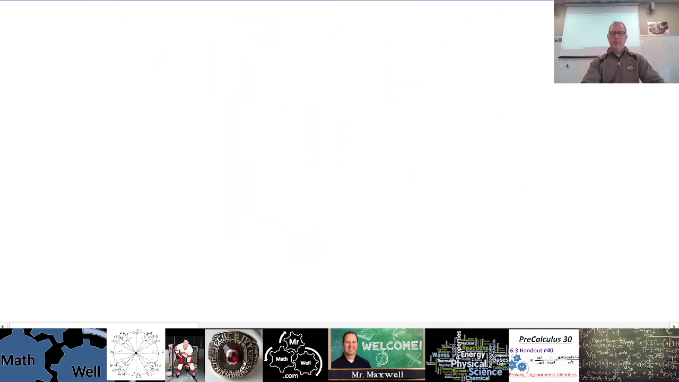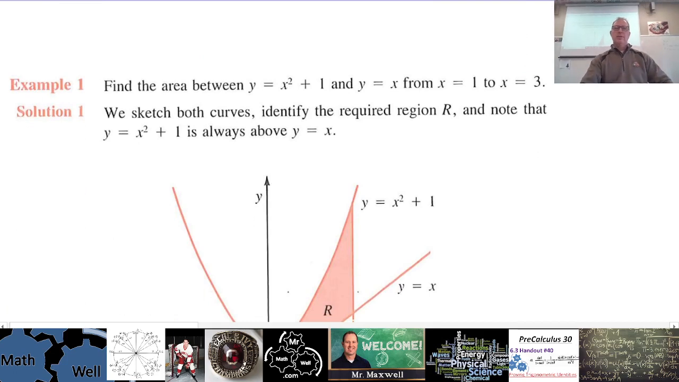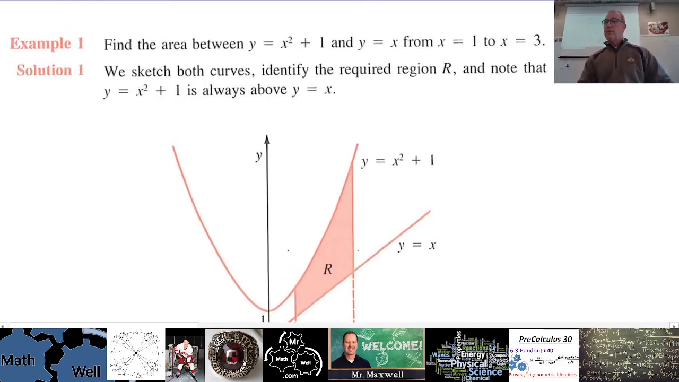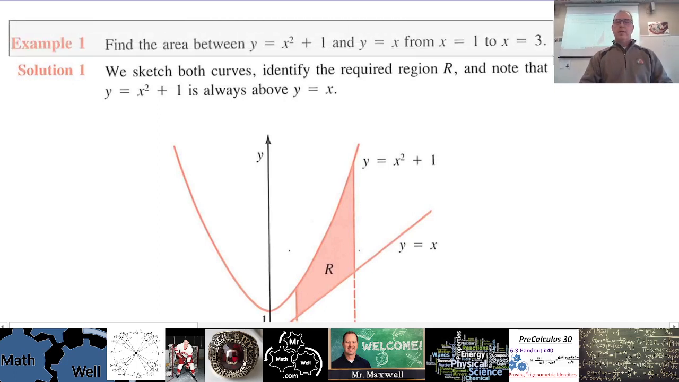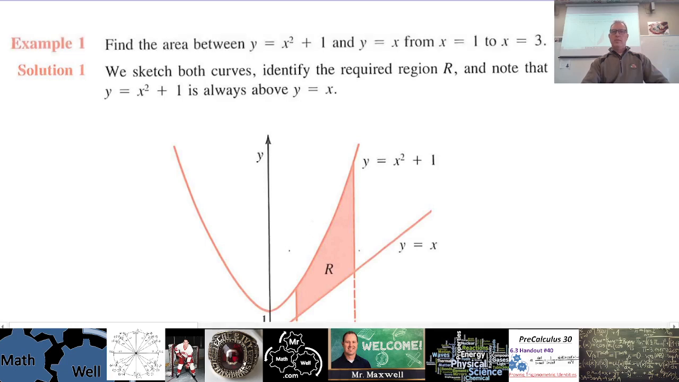Okay, let's do something fairly straightforward. This is a very simple one. So why don't you write this question down as an example. I'll give you a moment to do that. If you want to just write this while I read it, it says find the area between y equals x squared plus 1 and y equals x, from x equals 1 to x equals 3.